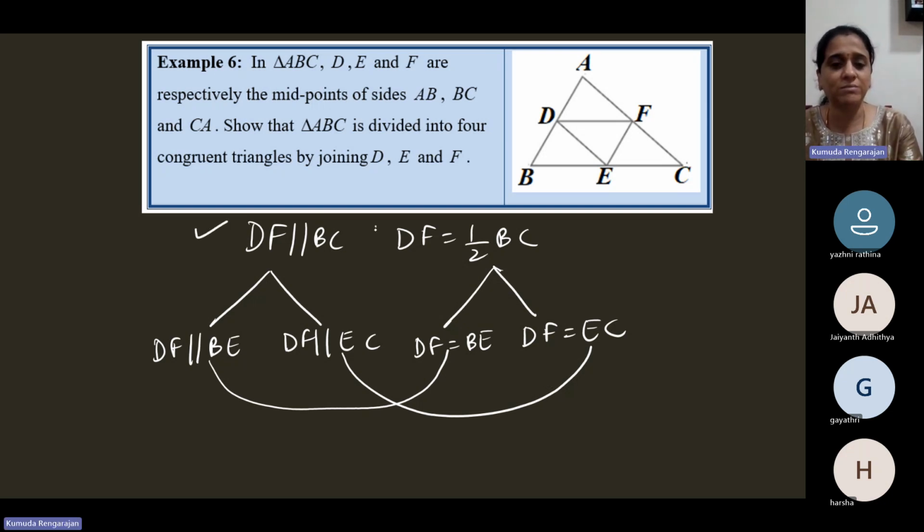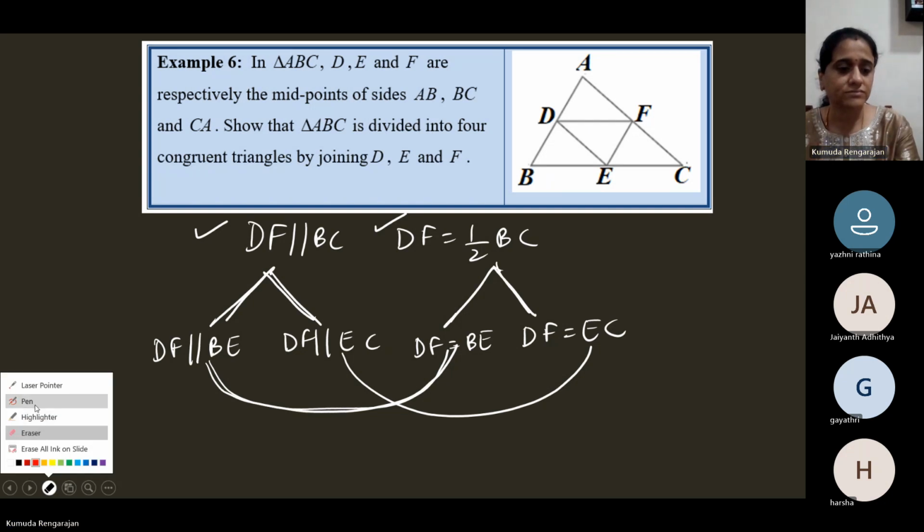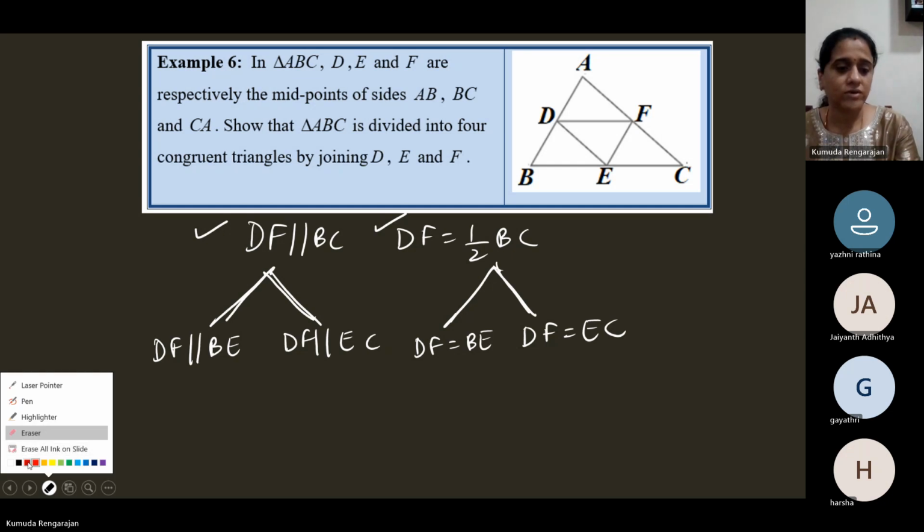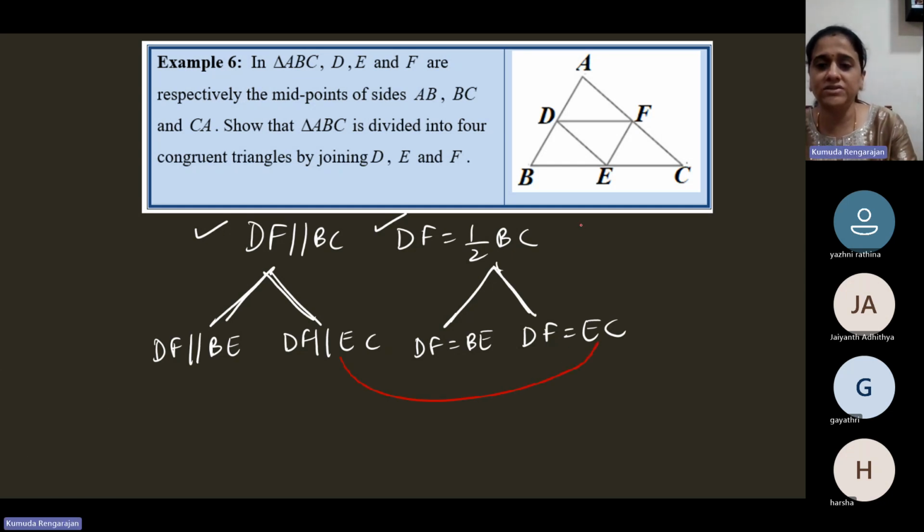So these results we get by midpoint theorem. This means these two, and this means these two. So when you take these two results, this one is a parallelogram because one pair of opposite sides is parallel and equal. When you take these two results, DF is parallel to EC and DF is equal to EC. DFCE is a parallelogram.